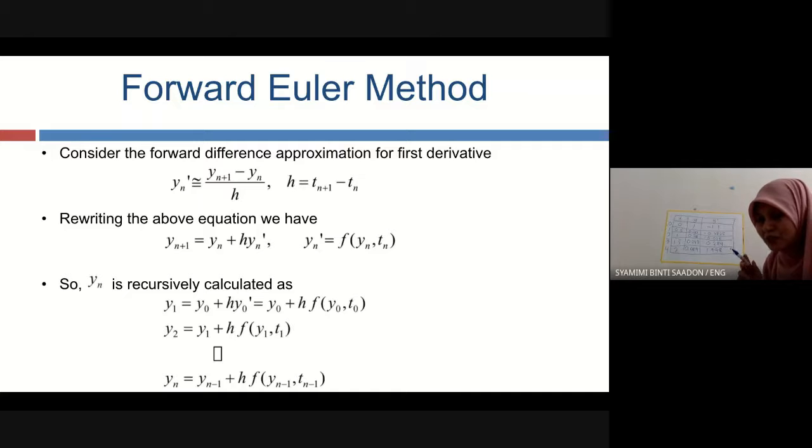You can do it as homework by yourself, just for your own good. Try to do the calculation for the same problem but with step size h equals 0.25. So you will have y0 until y8. You can try that by yourself, just to see the difference and to familiarize yourself with the forward method equation.